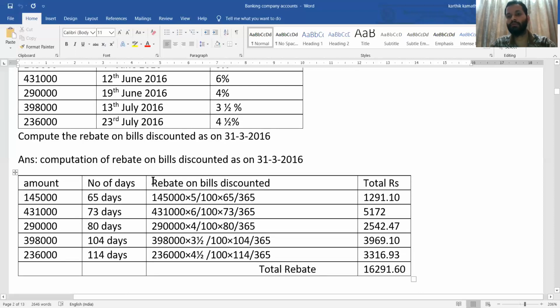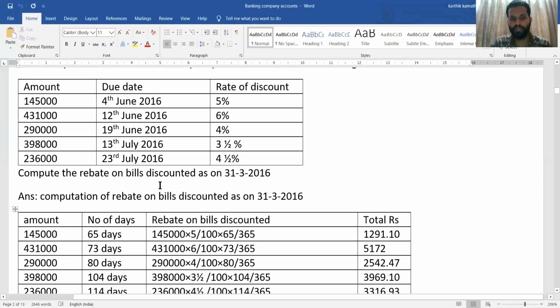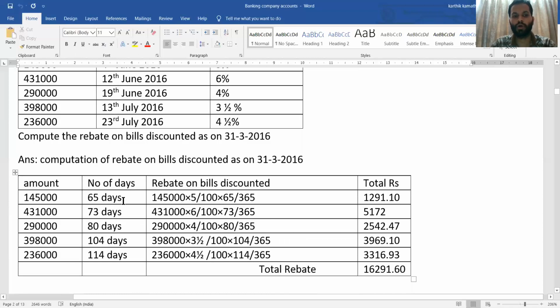Number of days. You need to calculate the number of days. How to calculate the number of days? Now, 4th June 2016 means April there are 30 days, May 31 days, and June 4 days. So 30 plus 31 plus 4, the number of days is 65 days. So rebate on bills discounted is 1,45,000, that is the amount, into 5 by 100, into 65, divided by the total number of days in that year, that is 365. So you will get 1,291.10.